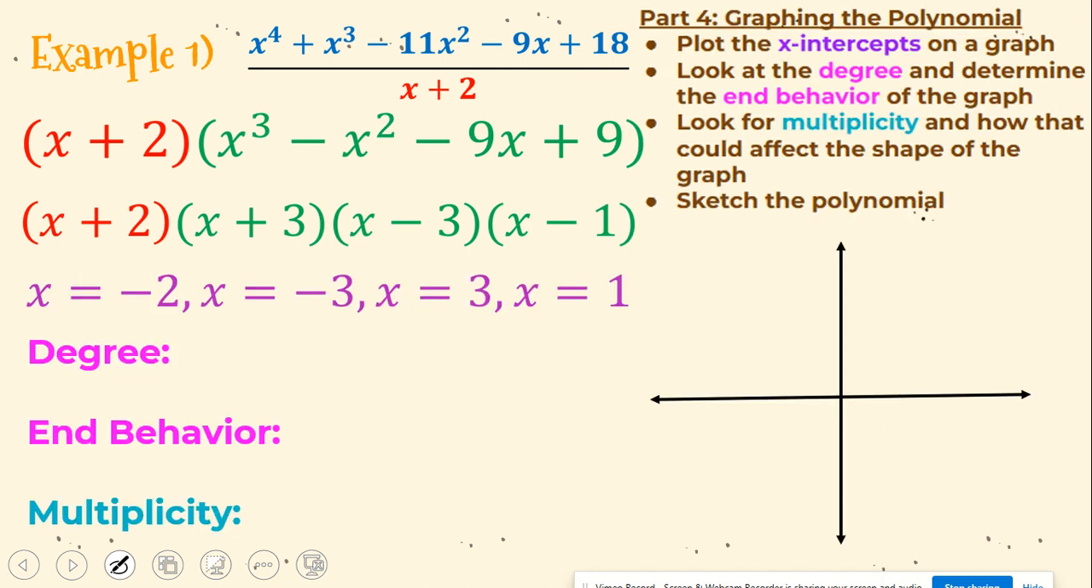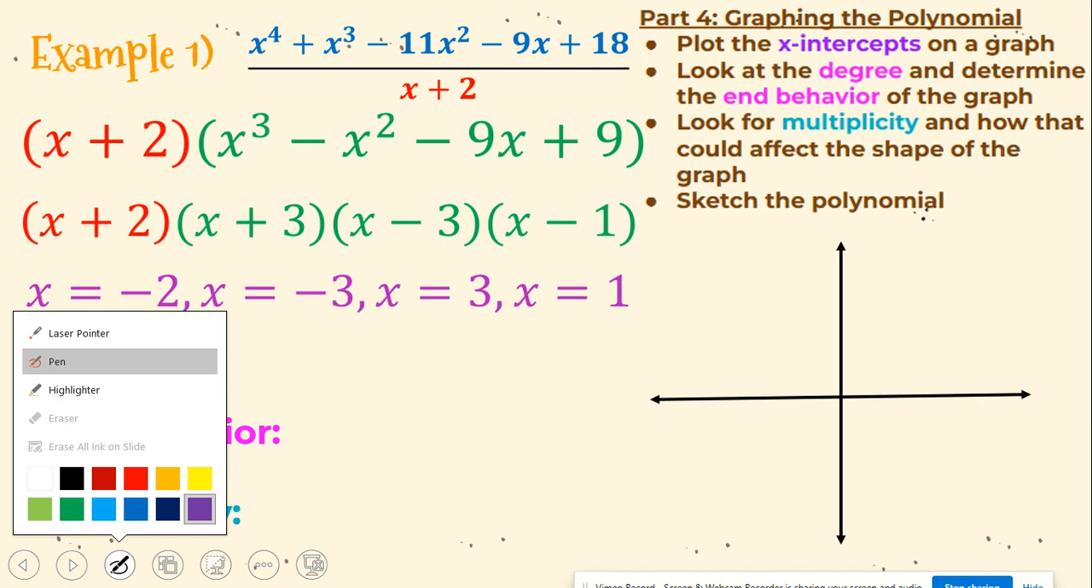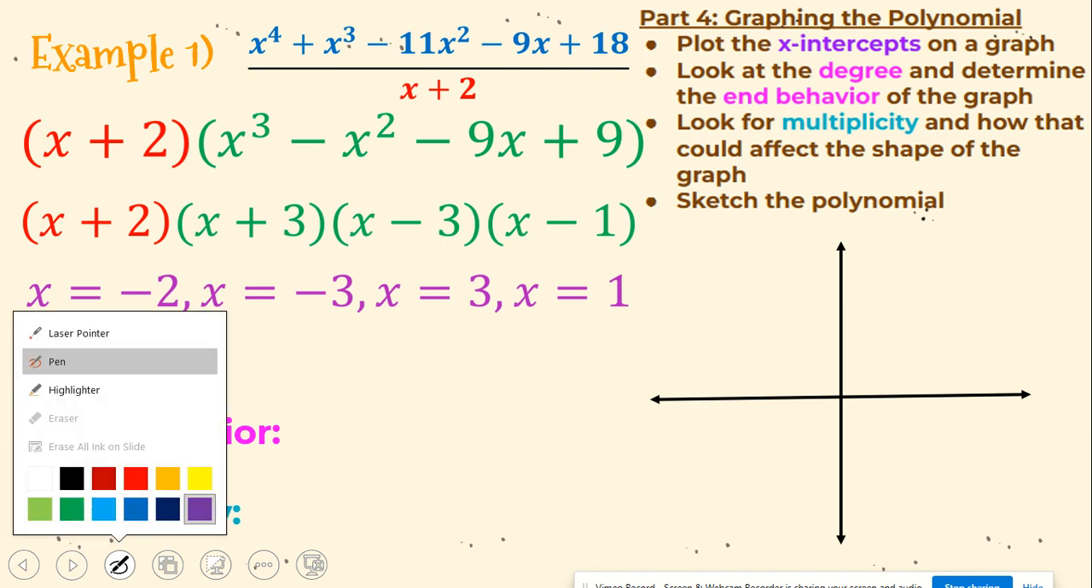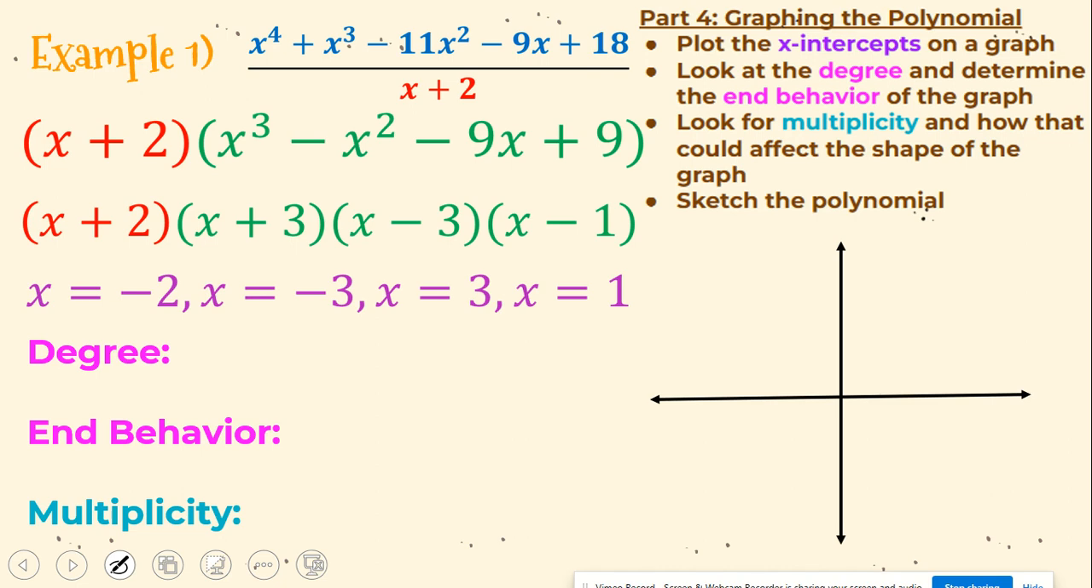Check it out. I found all 4 of my x-intercepts by setting each factor equal to 0. And now I just need to consider a couple things. Thing number 1 I need to consider is, what's the degree of this polynomial? And you can look in 2 different places. You can look at the highest exponent in standard form and see that that's degree 4. Or you can count that there is 1, 2, 3, 4 x's in completely factored form, which matches.